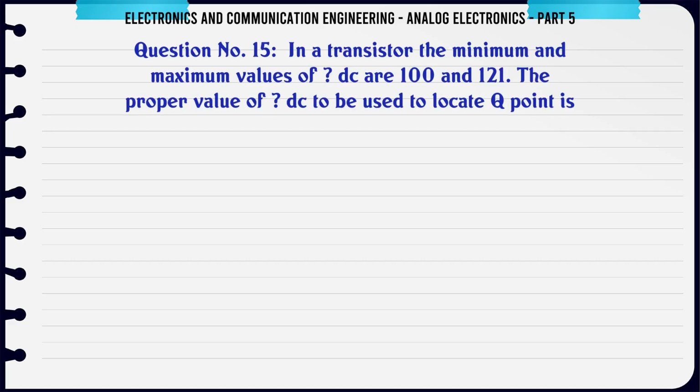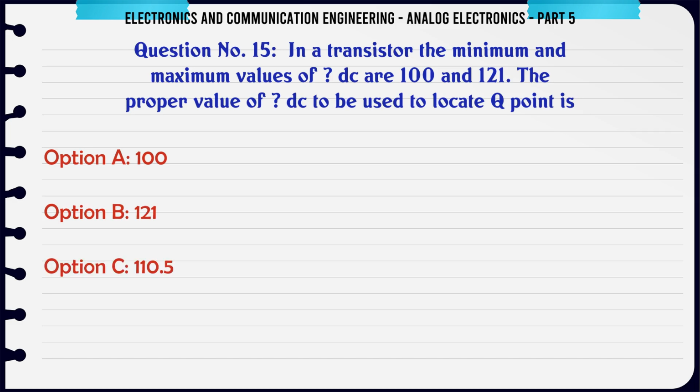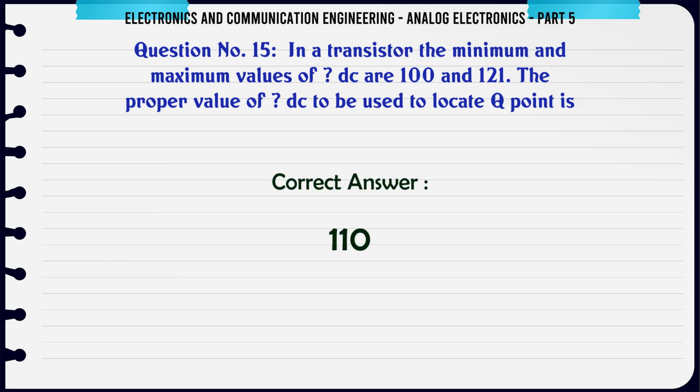In a transistor, the minimum and maximum values of βDC are 100 and 121. The proper value of βDC to be used to locate the Q point is A) 100, B) 121, C) 110.5, D) 110. The correct answer is 110.